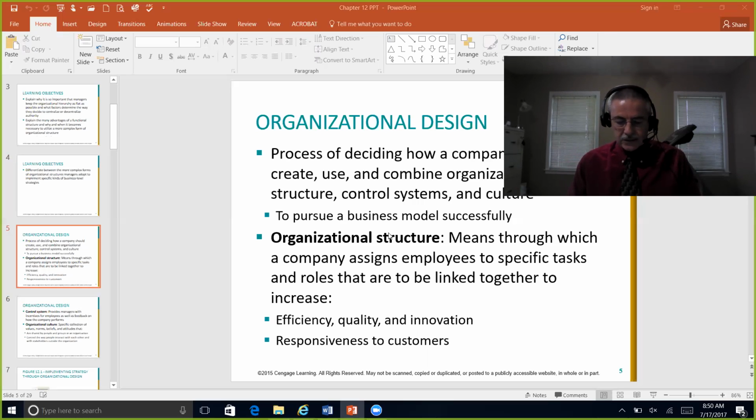Part of that organizational design is the organizational structure, which is really about how employees are assigned to specific value creation tasks, what their roles are, and how they go about specifically ensuring that those tasks and those roles work together to create value, not only for the company, but equally important, the consumer. And through increased efficiency, through quality, through innovation, and again, through responsiveness to its customers.